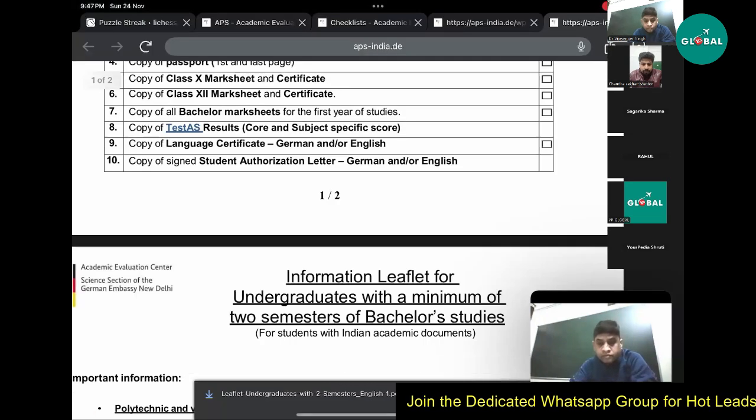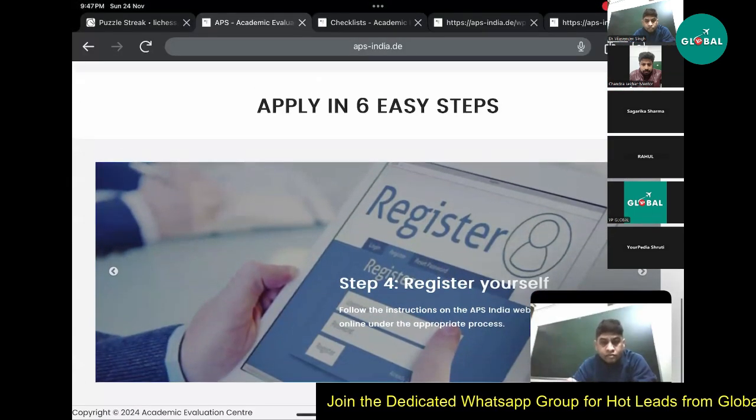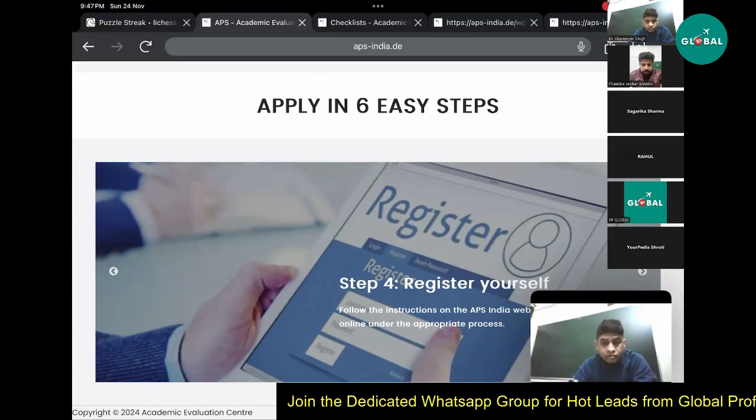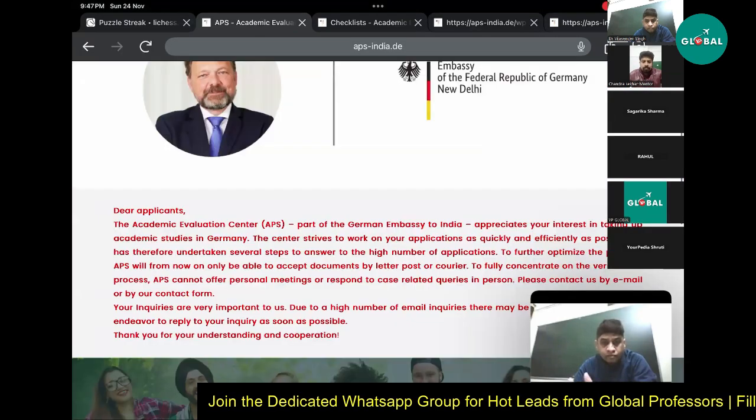And after that, you can simply apply through any universities via uni assist. So this is regarding the APS.